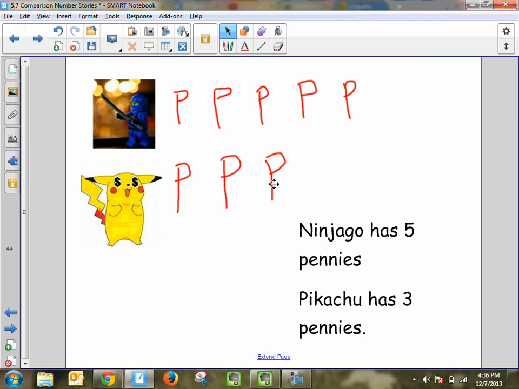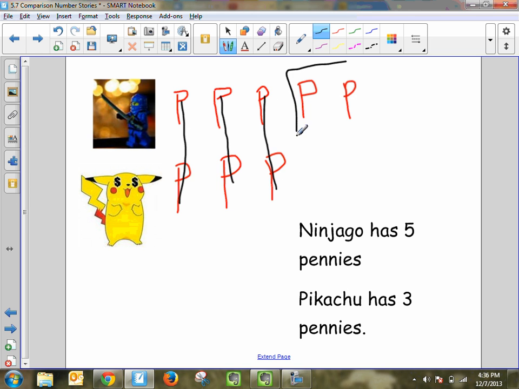So I can see now, right away, Ninjago has more pennies. But I want to know that question again, how much more does Ninjago have? So we can do the same exact thing. I connect them and see which ones don't have any connected. So after I've connected them, you can see that Ninjago is left with 2 more than Pikachu.